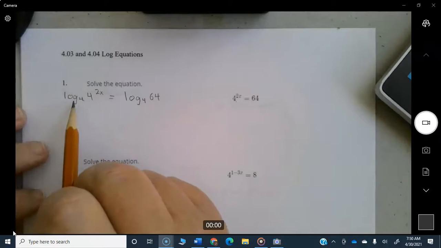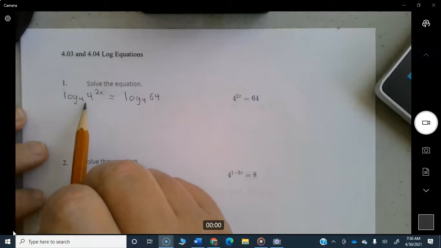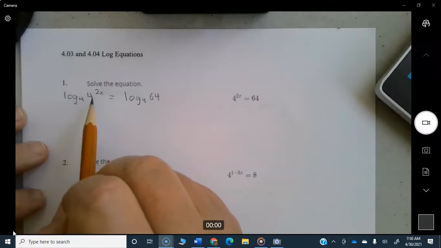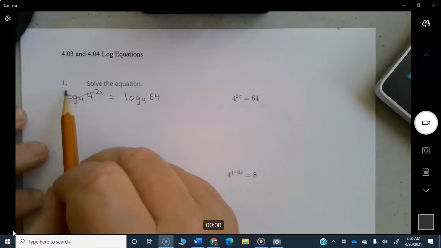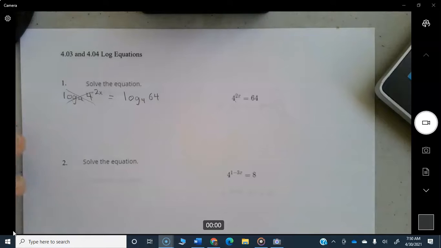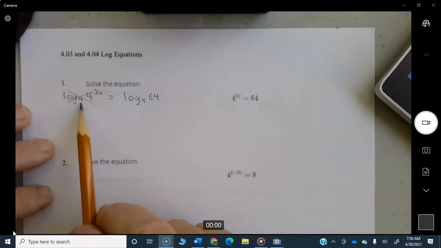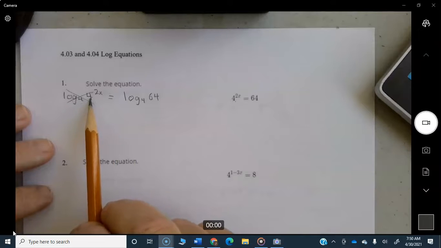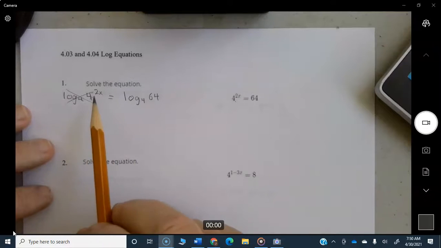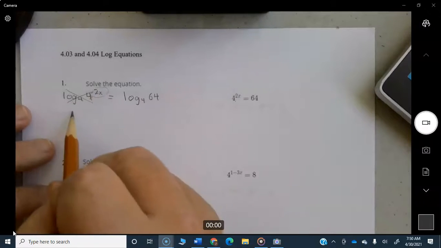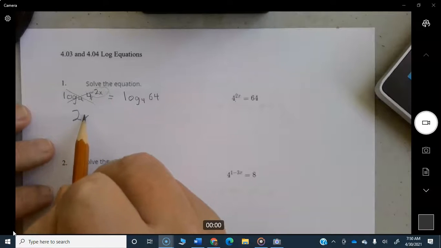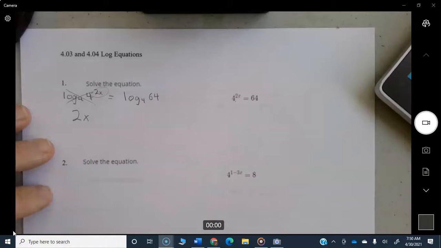So what does this do? The key is this. Log of base 4, and then you have a base here of 4. They inverse each other. They cancel each other out. It's just like addition and subtraction are inverses. Multiplication, division are inverses. Well, a log of a base, and then you have that base inside, is going to inverse it. So what that means is this 2x simply comes out. It's no longer an exponent, it's just 2x, like that.